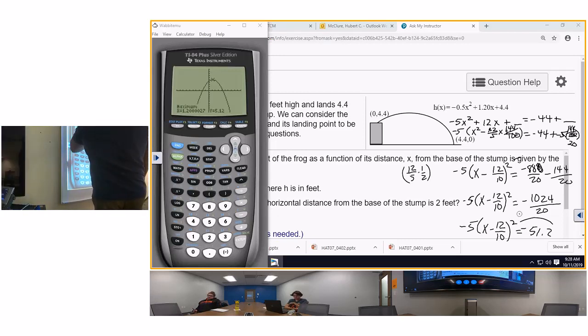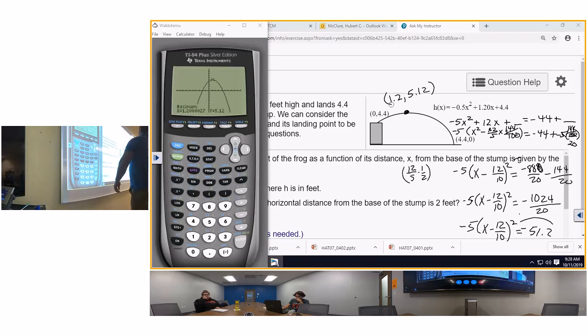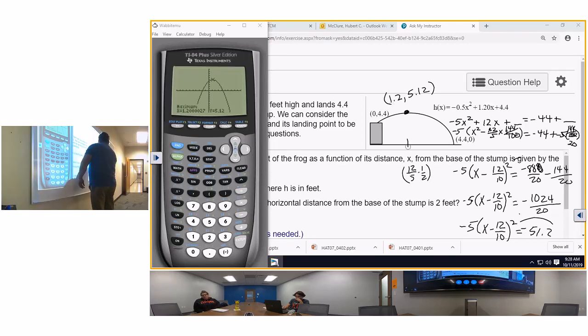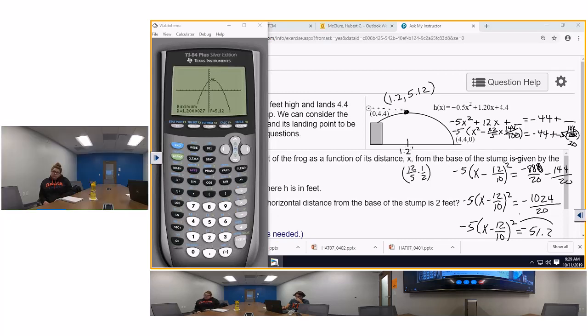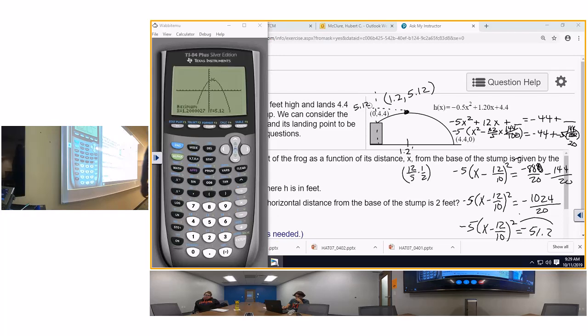But anyway, there's your vertex. So we've got 5.12. If y'all can find the error, please shout it out. So that's 1.2, comma, 5.12. That's your vertex. Y'all know how to find the vertex. All right, so the highest point is when the frog is at 1.2 feet. He's at 5.12 feet on the Y. All right, now that's when we find the vertex.